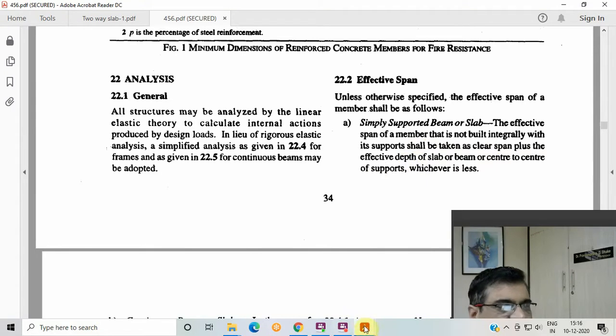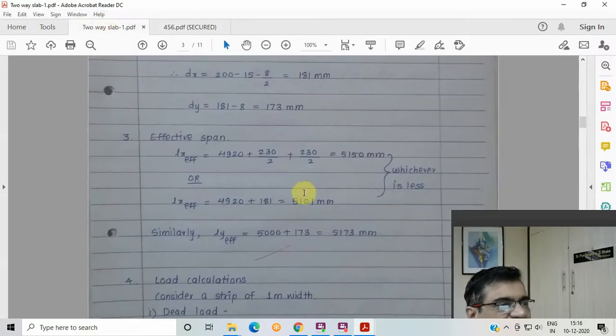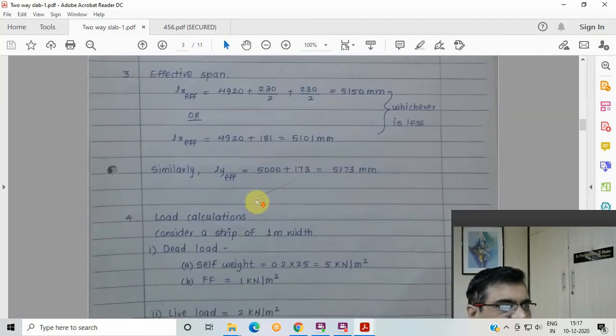The same concept we are using here, and here Lx effective is determined as clear span plus half the width of left support plus half the width of right support, and the total is given, or clear span plus effective depth, whichever is less. So obviously this value 5101 is the minimum value. Similarly we'll have Ly effective as 5173 mm.